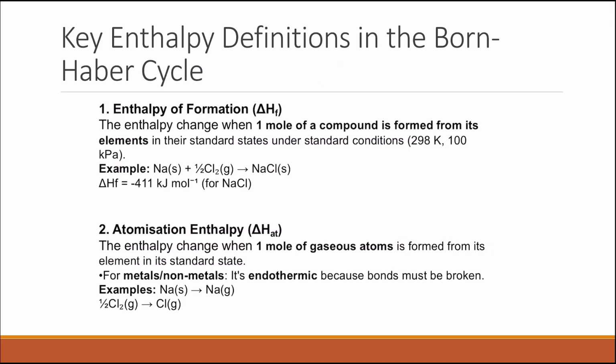Now, when we construct the Born-Haber cycle, there are certain enthalpies that we need to account for and use. The first one is enthalpy of formation, which we talked about already. And then we have the atomization enthalpy. So when you have the elements, you need to atomize them, basically converting them into gaseous state, and they have to be single atoms. So this is the enthalpy change when 1 mole of gaseous atoms is formed from the element in its standard state. So if it's solid in its standard state, we have to convert it to a gas. If it's a gas but a molecule, we have to convert it into individual atoms.